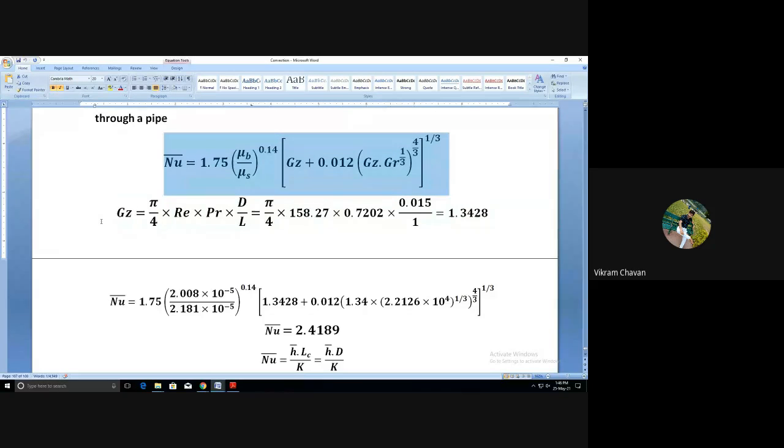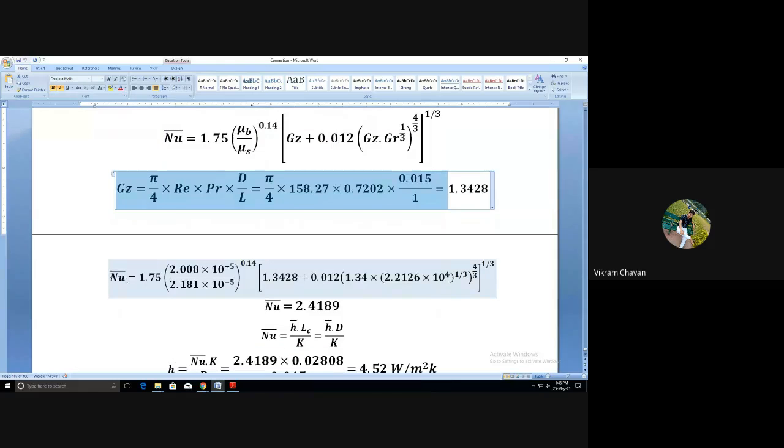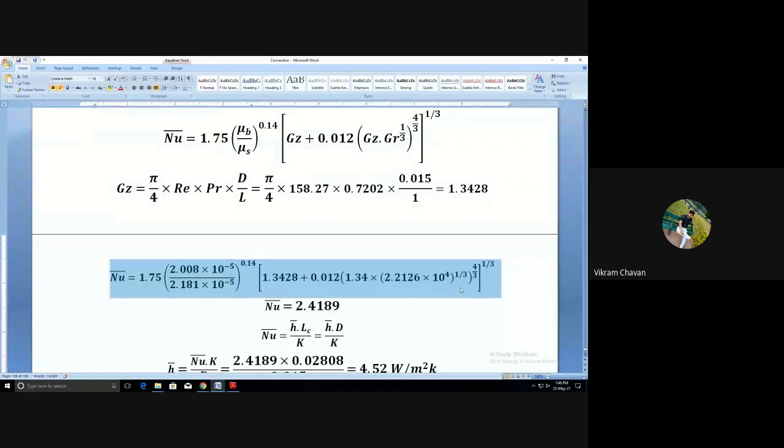As we have calculated Gray's number, that is the only unknown from this equation. So put up all the values of the variables in this equation and calculate Nu bar, that is the average Nusselt number.